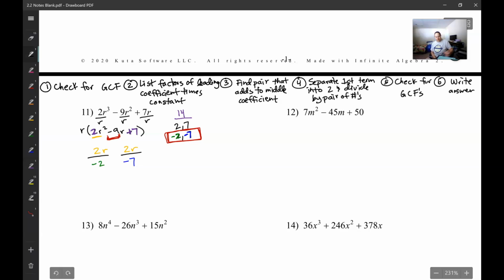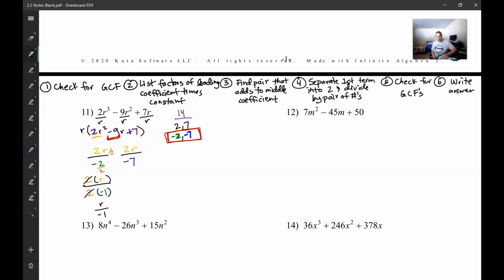Now step 5, check for GCFs. So if I look at this first one, is there anything that those have in common that I can take out? Yep, they both have a 2 in common. And remember, when we say take out, we mean divide. So when I divide that top one by 2, 2r divided by 2, I am left with an r. And when I divide that bottom one by 2, I'm left with a negative 1. Cancel out your 2's on top and bottom, and I'm left with r over negative 1.